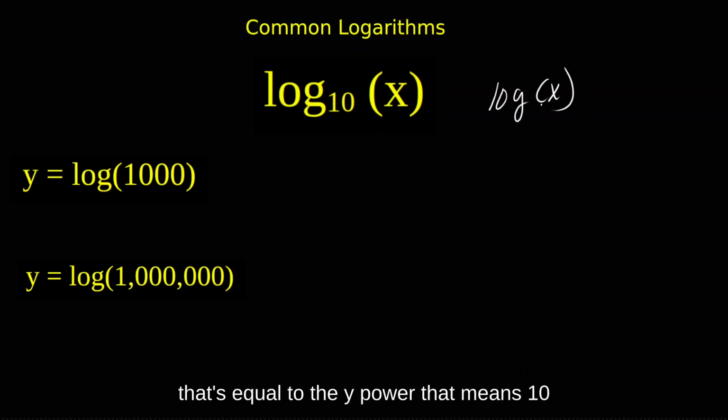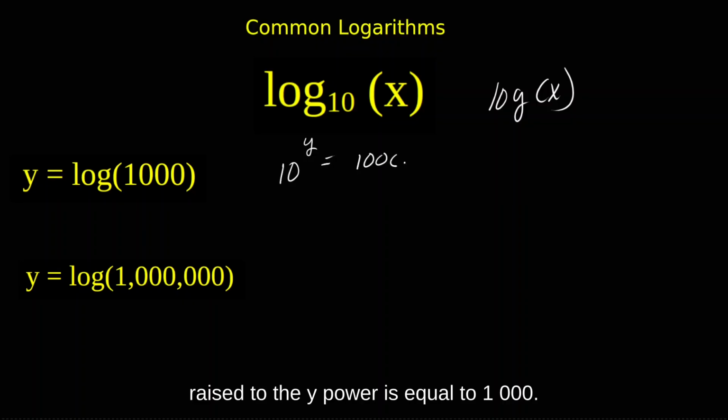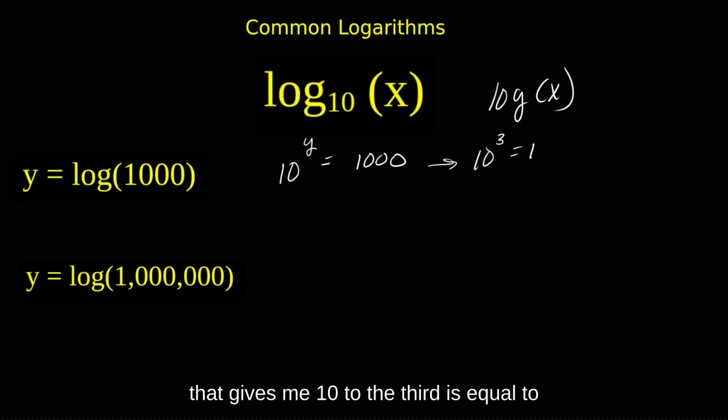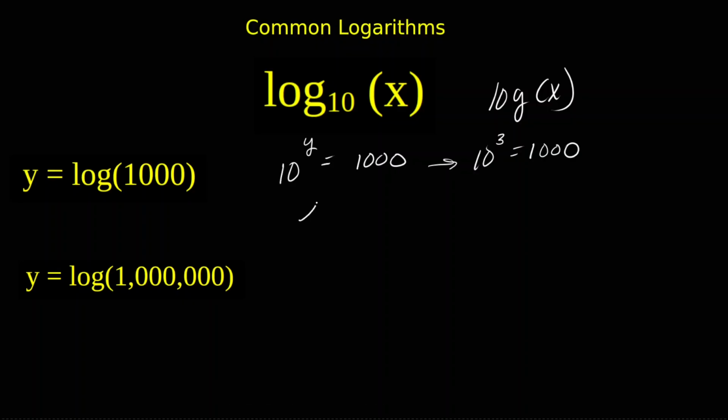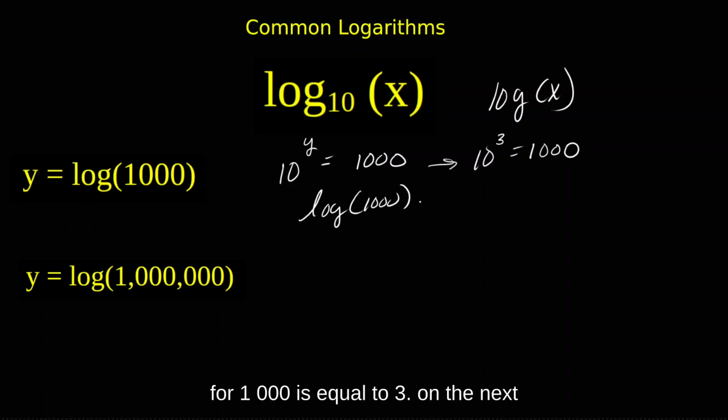So let's evaluate y equals the log of 1,000. That means 10 raised to the y power is equal to 1,000. So that gives me 10 to the third is equal to 1,000. Therefore, I can say then that the log of 1,000 is equal to 3.